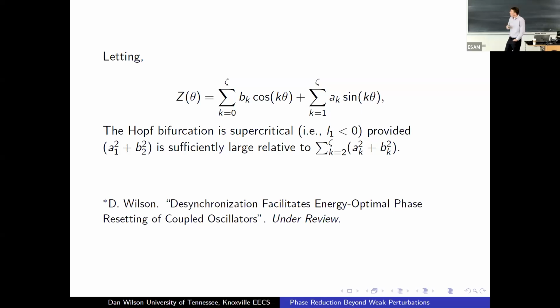And with a few steps, you can show that, focusing on the phase response curve of the system. Again, the phase response curve tells me the influence in response to perturbations. If I take a look at the Fourier coefficients of that periodic function, as long as the first Fourier coefficients are sufficiently large relative to the others, in other words, as long as I don't have some degenerate case where I have a phase response curve that's highly oscillatory, which typically doesn't happen in practical applications, then I'm going to end up with a supercritical bifurcation, where the first Lyapunov coefficient is less than zero.